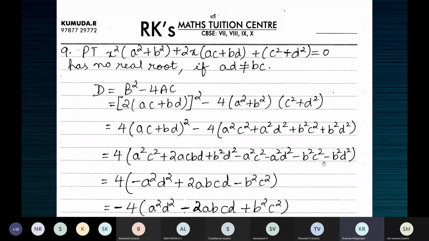Now simplify the like terms. So we have a square c square minus a square c square, 0. Plus b square d square minus b square d square, 0. So of the 7 terms, 4 terms cancelled out. We had 7 terms: 1, 2, 3, 4, 5, 6, 7. 4 of them cancelled out. So we are left with 3 terms.